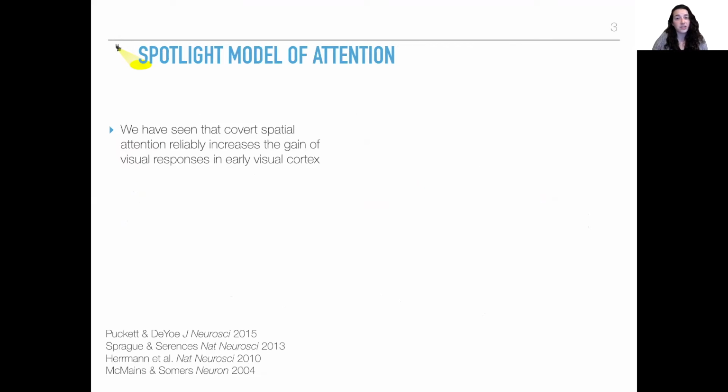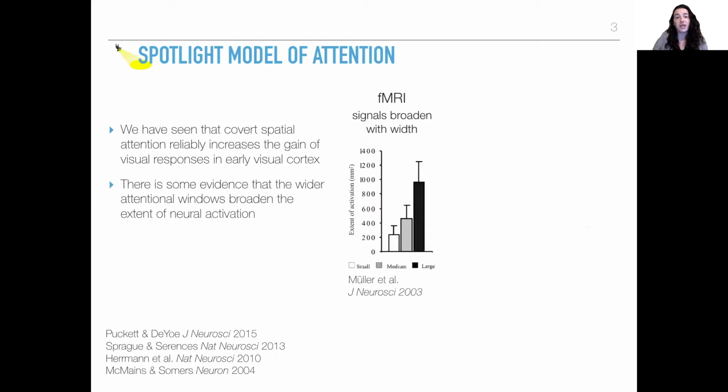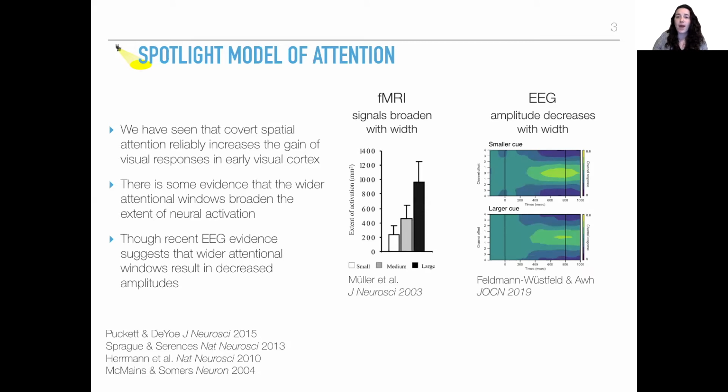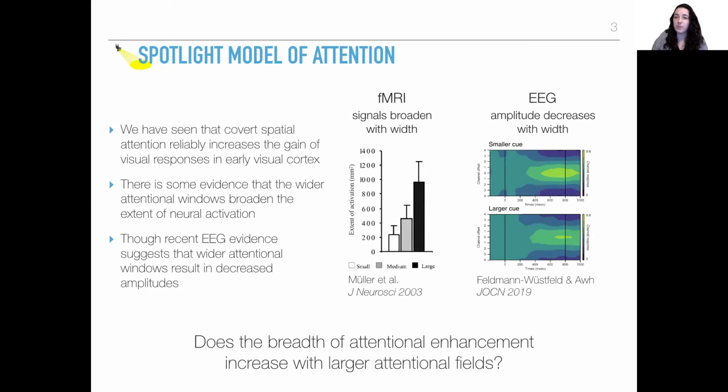These behavioral changes may be due to increases in the gain of visual responses in early visual cortex. There is some neuroimaging evidence suggesting that wider attentional windows broaden the extent of neural activation, as shown here. However, recent EEG work has shown that wider attentional windows result in a decreased amplitude of the attentional enhancement rather than broader activation. Therefore, we sought to investigate whether the breadth of the attentional enhancement really does increase with larger attentional fields.